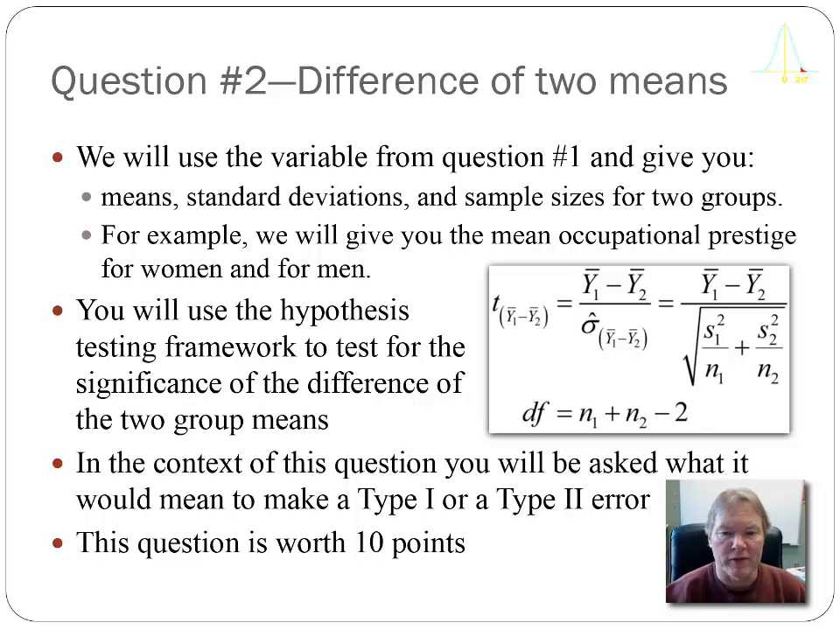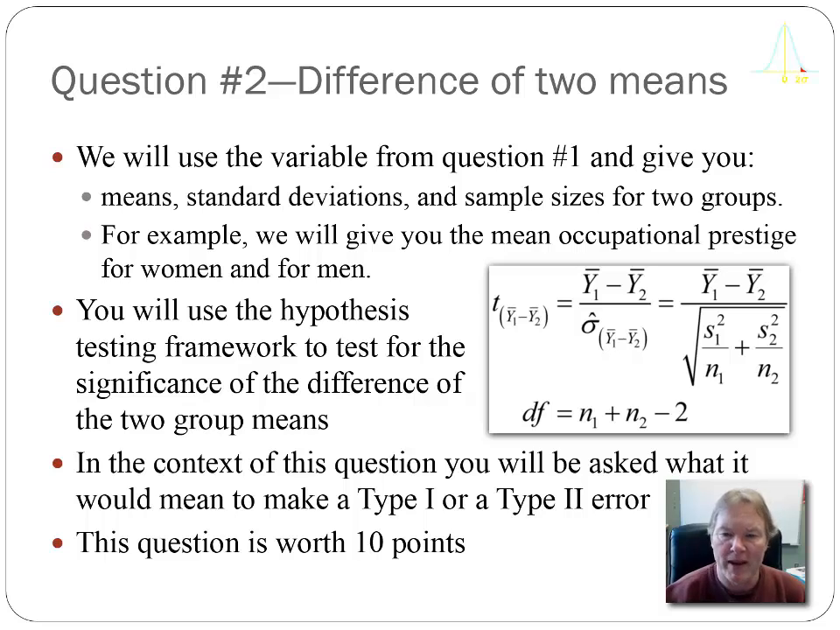Question number 2 is a difference of two means question. Remember that for doing a difference of two means, specifically you need 6 pieces of information. You're going to have a sample that's divided into 2 groups. For example, you might have men and women. So I'm suggesting here we might give you something like average occupational prestige for men and women.